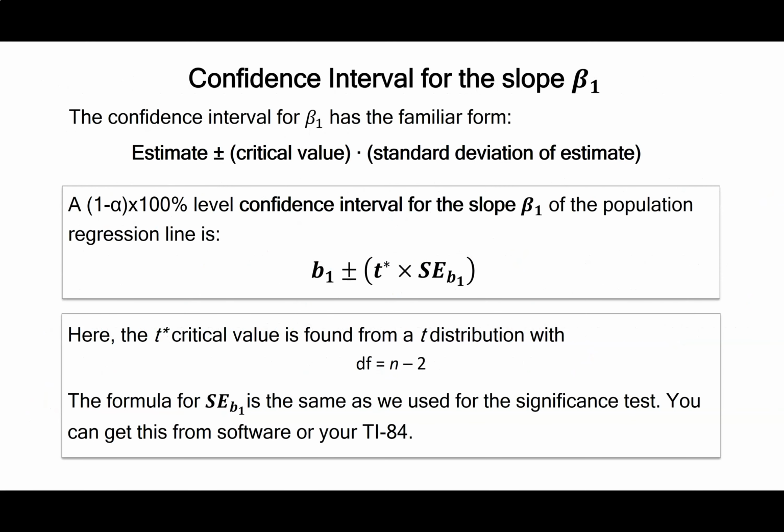So then this is a little bit trickier. Confidence interval for the slope. So the confidence interval, it has a familiar form. So our point estimate plus or minus some critical value. So critical value means either Z star or T star. It's going to be a T star in this scenario, times the standard deviation or standard error of the estimate.